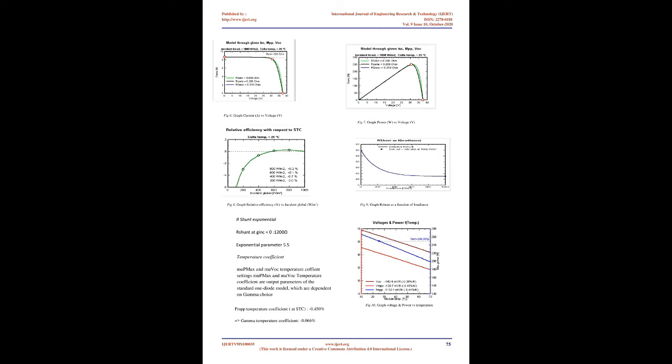Other data like horizontal global irradiation, horizontal diffusive irradiation, temperature, wind velocity, link turbidity, relative humidity on a per-month basis throughout the year could be found from the Meteonorm. Figure 1 below will give you the data.